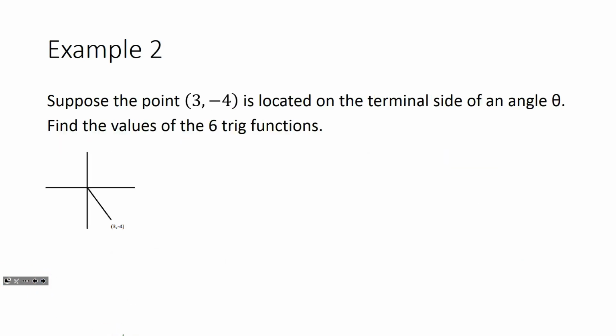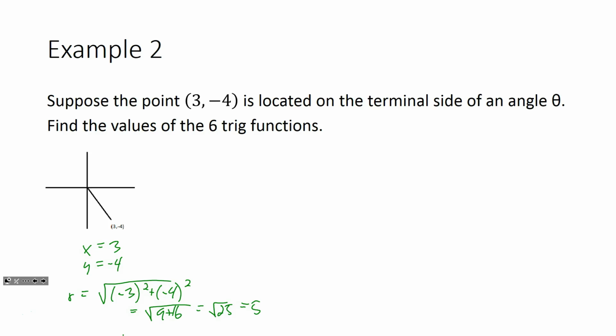Let's do another example. At this point, 3, -4 is located in quadrant 4. We have that x equals 3. We're given that. We have that y equals -4. Let's find the value of r. It equals the square root of x squared plus y squared, equals the square root of 9 plus 16, square root of 25, and so that equals just 5.